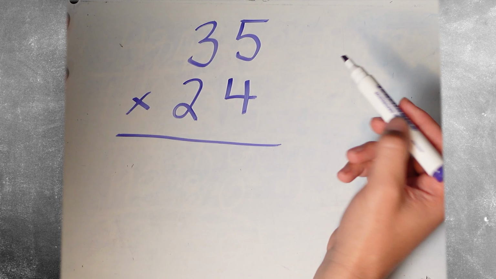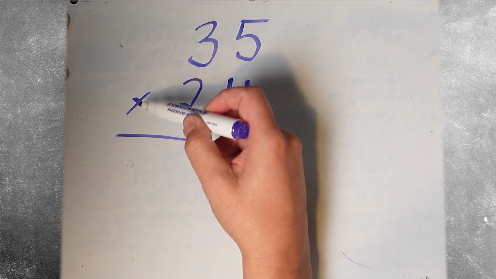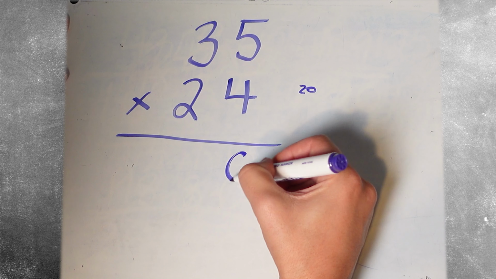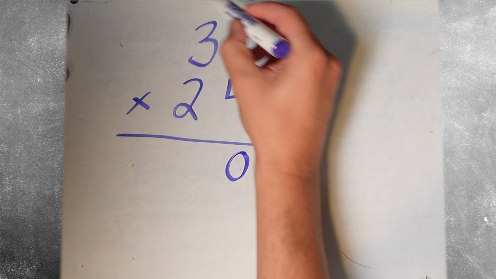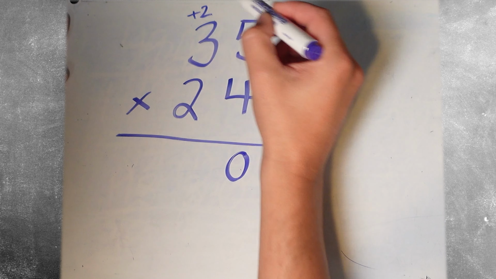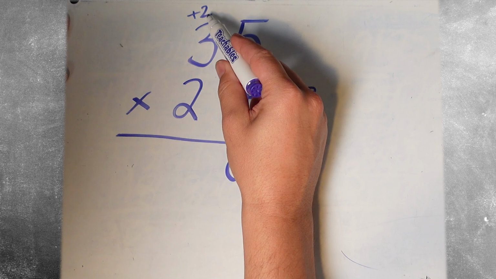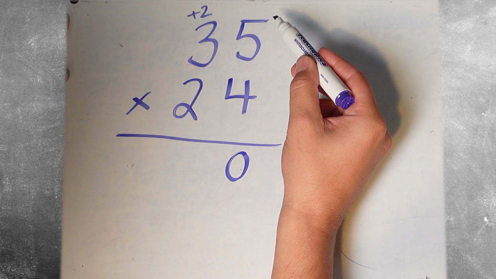Let's mark, starting with the ones. 4 times 5 is 20, but remember I'm just going to put the 0 here, and I'm going to add this 2 tens to the answer of this one. 4 times 3 is 12, plus 2, 13, 14.